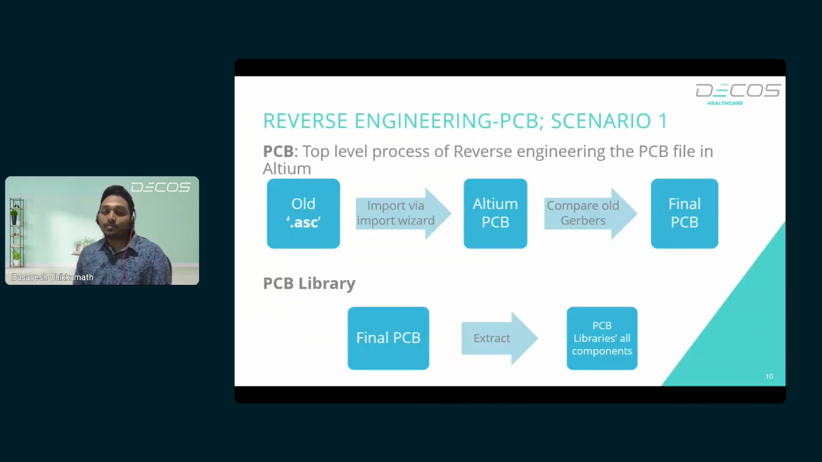This scenario of PCB layout reverse engineering is the easiest way to recreate the PCB layout with straightforward steps. We will import the old ASCII file to Altium using the import wizard option, and Altium will create the PCB from it. The only thing we need to perform after that is to compare the Altium generated PCB with the old Gerbers to spot and fix the differences found. The PCB library can easily be generated with one click of an option to extract it from the ASCII generated PCB.